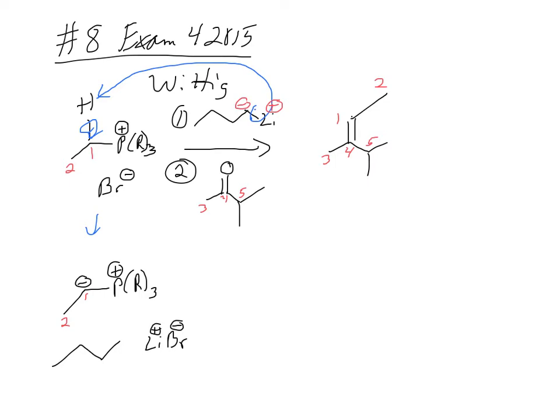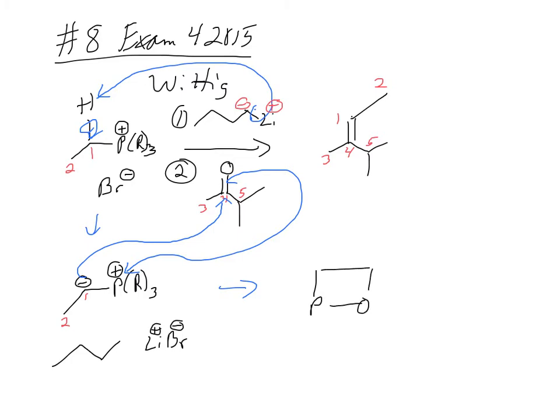So the next step, let's have carbon 1 attack carbon 4. But now in the Wittig, at the same time, this pi bond comes back around and attacks the phosphorus, because oxygen likes to be bonded to phosphorus. And you form this somewhat strange looking 4-membered ring. And the charge is gone.